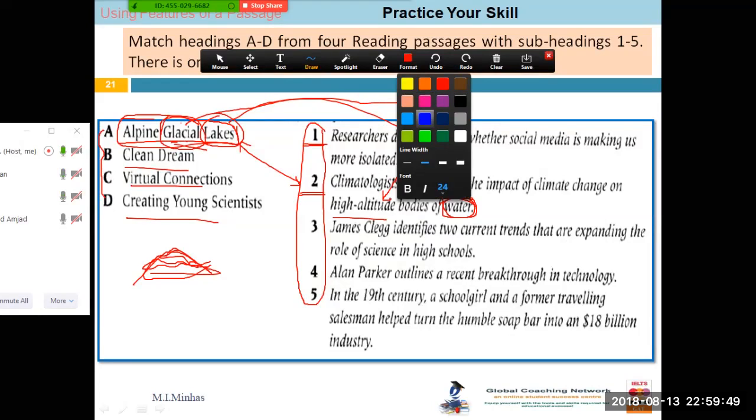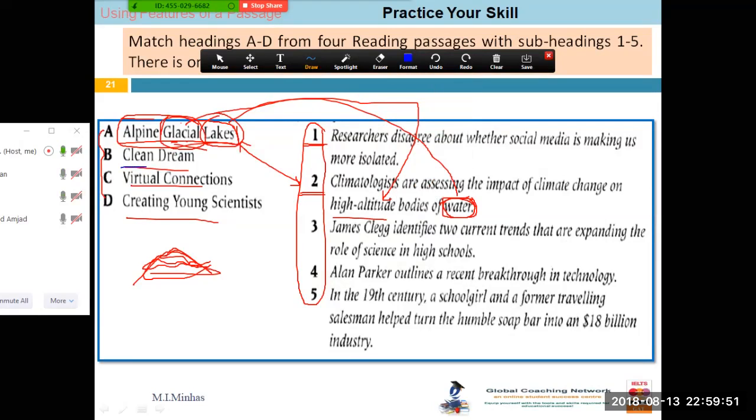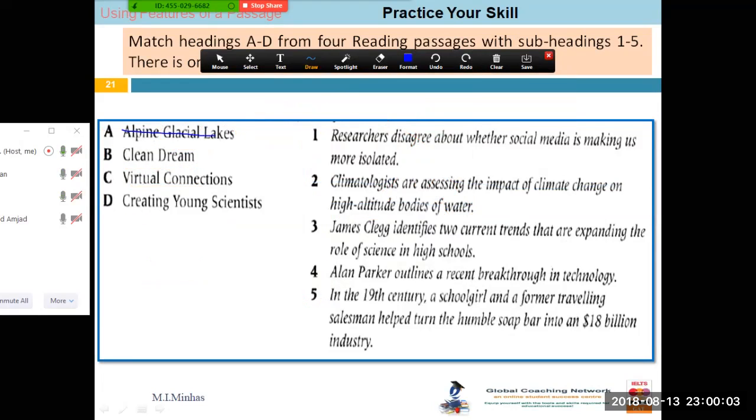Okay, now let's move to the next one. Clean dream. Now this is very interesting. We are done with number 2. I'm just crossing it out. Now clean dream. Okay, let me finish this. This is done, and number 2 is done. Now read number 1 again and try to match it with number 2, with B.